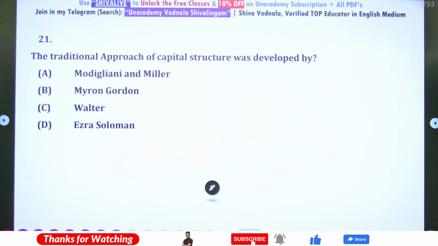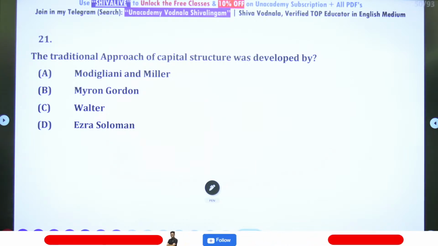Next, the traditional approach of capital structure was developed by Modigliani and Miller, Myron Gordon and Walter, Ezra Solomon.